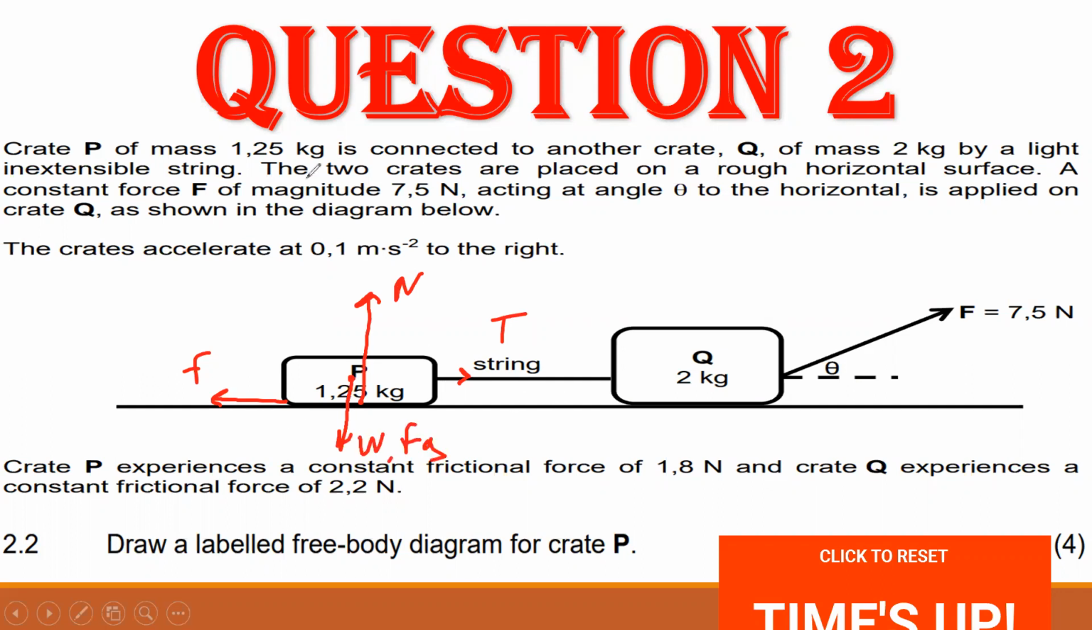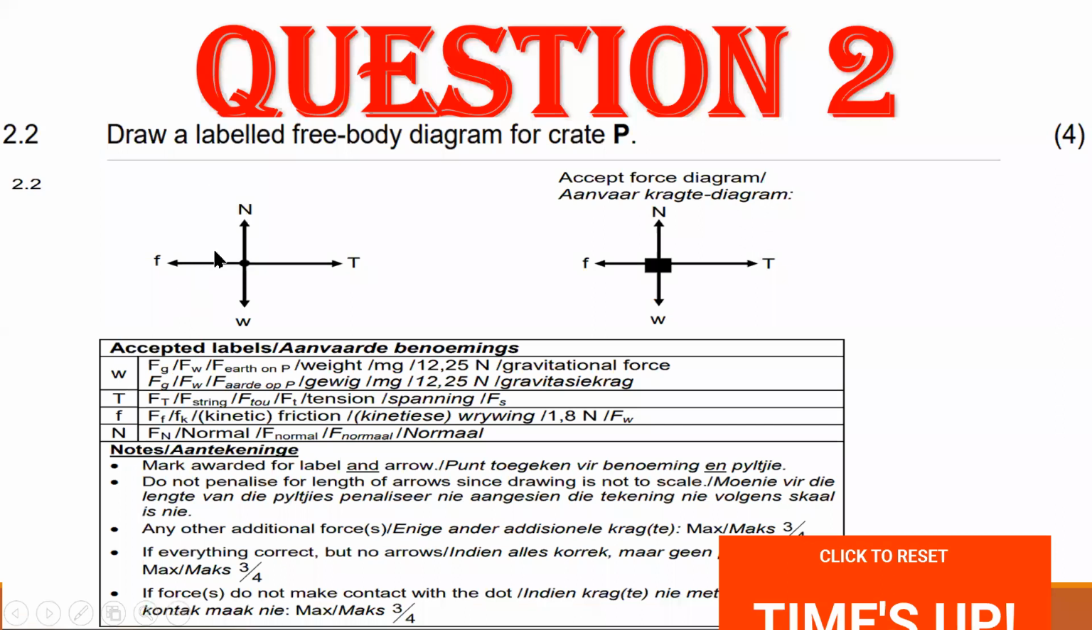You can just draw like this on the system first, and then you are going to draw your free body diagram just like this one. So please don't forget to write all the names. The small f, and then W and T, tension force, friction force, normal force, label them all. So they accept this one also. It is a force diagram. By mistake, if you draw a force diagram, they accept it also. For this memo, they said that.